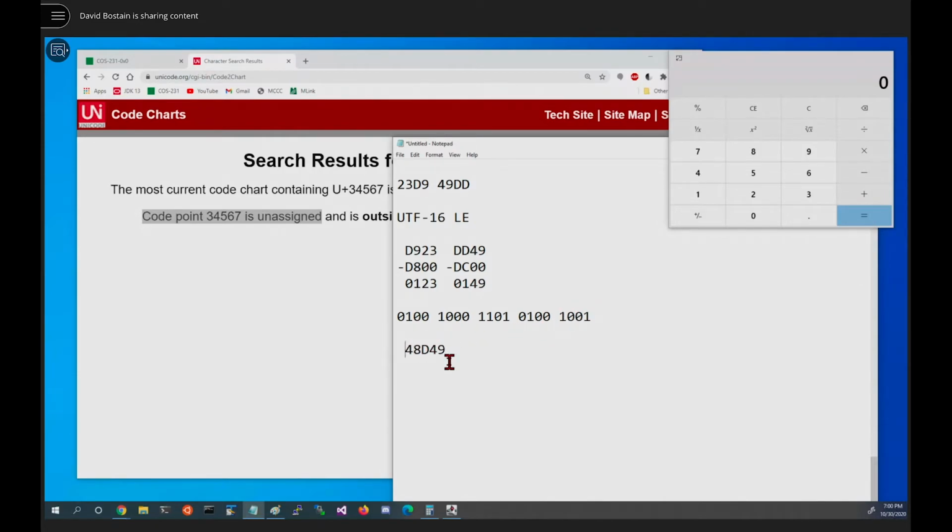Now, most commonly forgotten step. What is it? You have to add 10,000. Right, we have to put back the 10,000 we took out earlier. So the code point we ultimately get is 58D49. This would be the answer that you'd put if somebody asked you what the code point was.